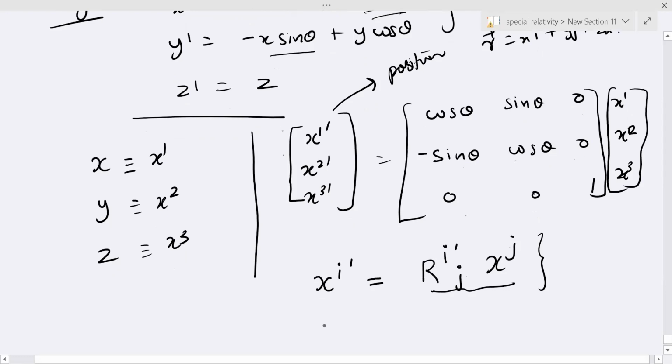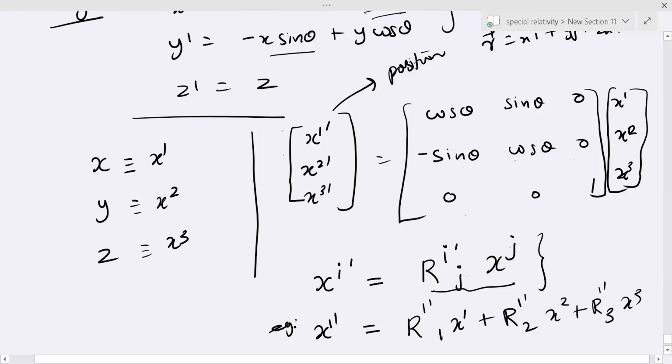For example, if you want x1 prime, you write r 1 prime j xj. Since j is summed over all three values, it's r 1 prime 1 x1 plus r 1 prime 2 x2 plus r 1 prime 3 x3. This is what I mean by this.